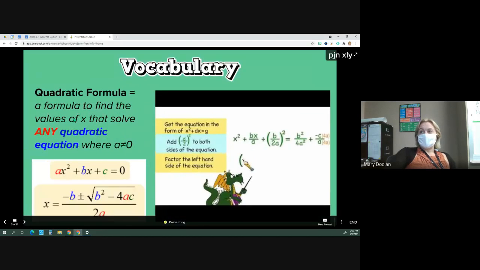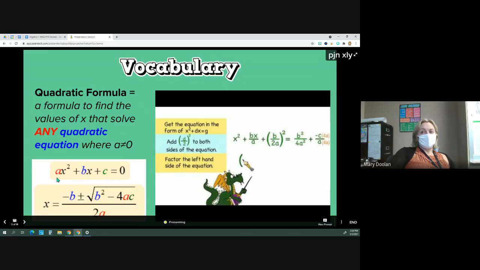So what is that? This quadratic formula is a formula to find the values of x that solve any quadratic equation. Okay, the only restriction is a cannot be 0. If a was 0, 0 times x squared would be 0. You wouldn't have an x squared term. So you have to have an x squared term. This right here is a quadratic equation, and it's in standard form. The x squared term is first, the x term is in the middle, the c term is last, and then you have equals 0.